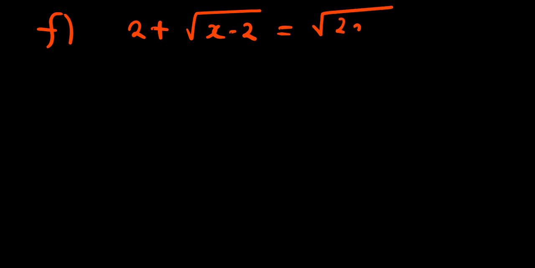So if we are going to solve f, we are saying it is 2 plus the square root of x minus 2. This equals the square root of 2x plus 3. Okay, so what am I going to do? I'm just going to square both sides again. So I'll square this side, I'm also going to square this side.